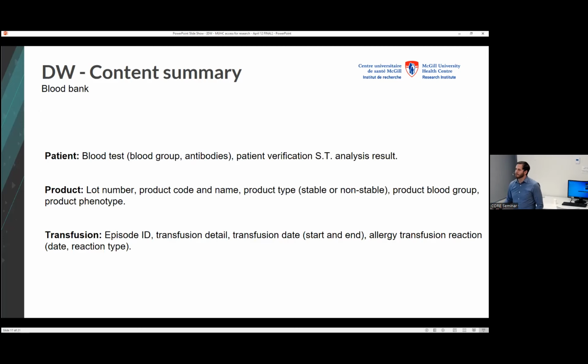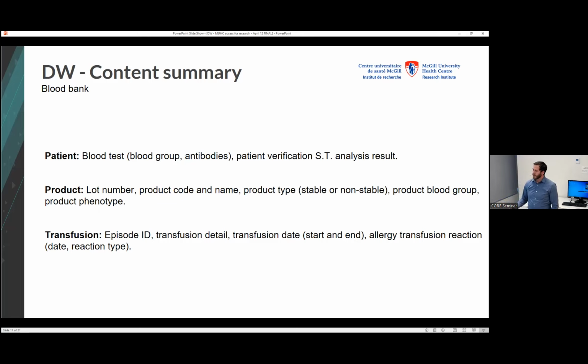So we have another source, which is the blood bank. Basically the patient has a blood test: blood group, antibodies, and the patient verification ST analysis result, which, if I'm correct, is a kind of verification just before doing the transfusion. They verify that it is matching correctly. We have information about the product itself that is going to be transferred to the patient, for the transfusion.